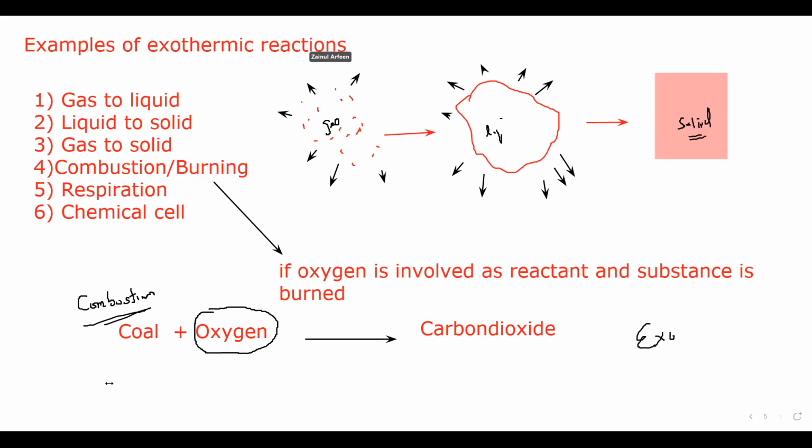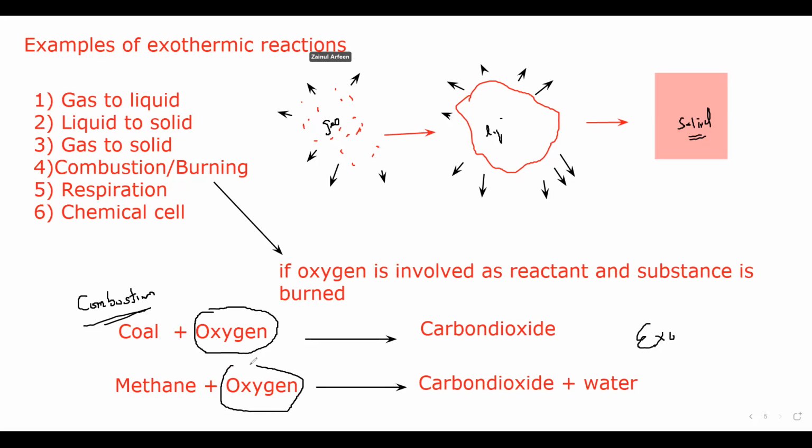Another example: if we have methane which reacted with oxygen, or burned in the presence of oxygen, to give carbon dioxide plus water. You can see the oxygen is involved as a reactant. So what kind of reaction is this? This is also an example of a combustion reaction, and whenever there is a combustion reaction, it will always be exothermic.